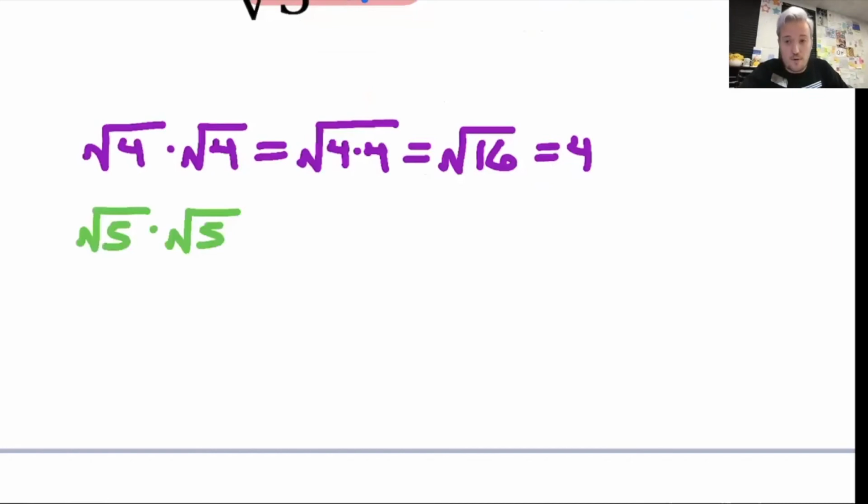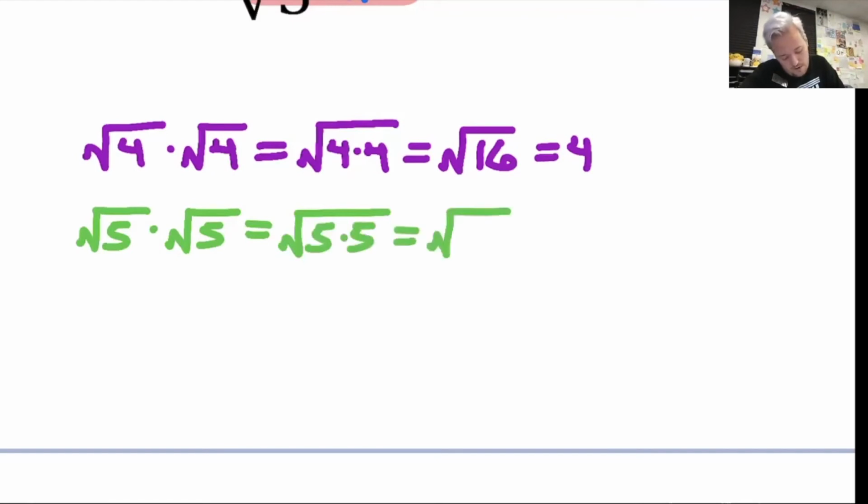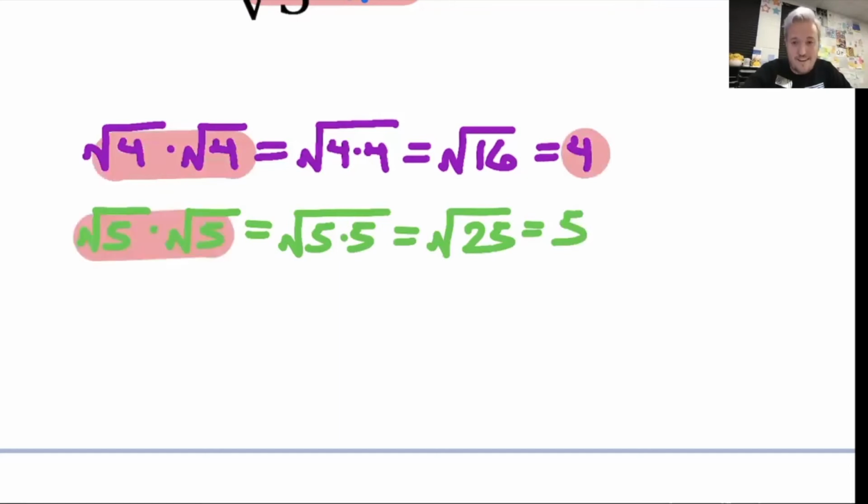So this is the key part for rationalizing. This is going to be the square root of 5 times 5, which is the square root of 25, which is 5. Notice how we're starting with 2 of the same and ending with that value. Starting with 2 of the same, ending with that value.